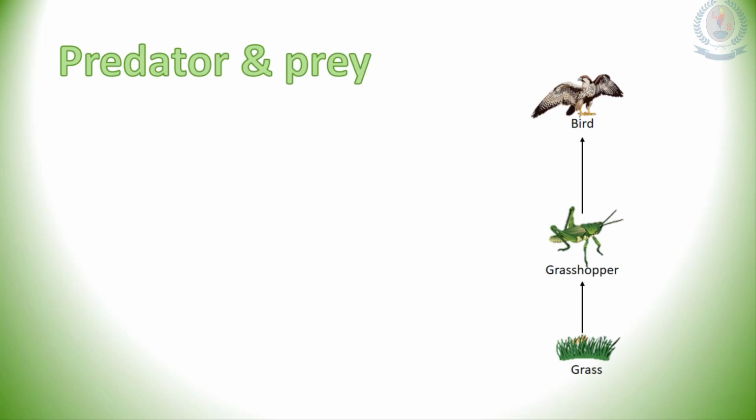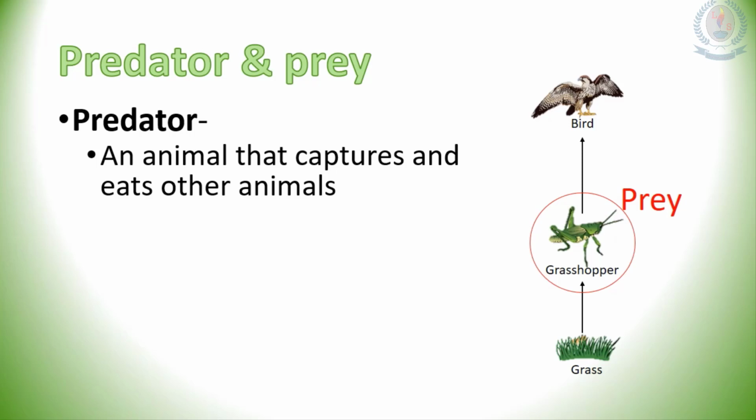Predator and prey. This is another way of categorizing consumers. Look at that food chain: grass, grasshopper, bird. In this food chain, we can consider the bird as the predator because that bird is eating grasshoppers. So the prey is the grasshopper. We can define these 2 terms like this.